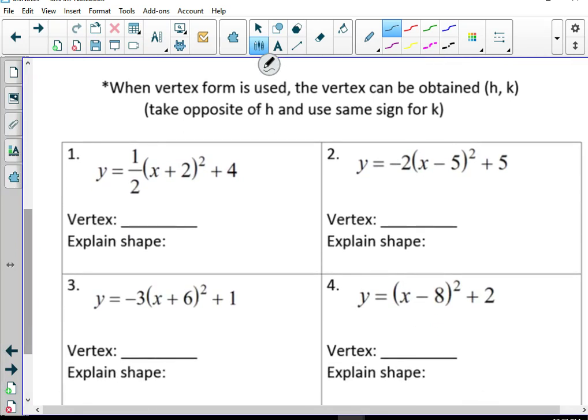Okay, when vertex form is used, the vertex can be obtained from h, k. Take the opposite of h and use the same sign for k. So, here's h, here's k. What's the opposite of 2? -2. And then 4, we just write. -2, 4. Now, is that going up or down?